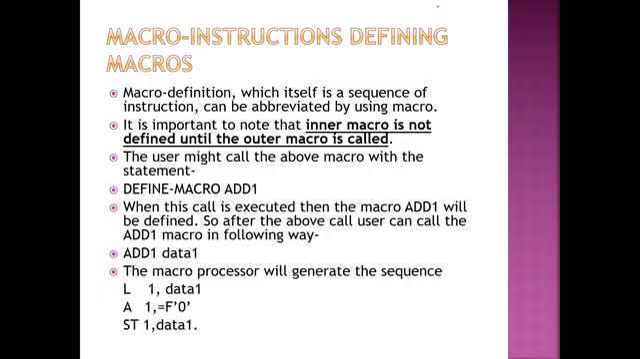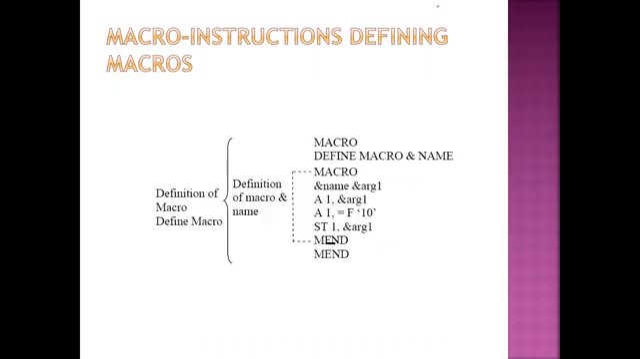Before seeing that the inner macro is not defined until the outer macro is called, let me go to the example and then come back to the slide. See here, there is a macro definition. Let us say, just as an example, define a macro and name it outer. Inside outer, there is another macro keyword. Inside that there is another macro, let us say the name is inner. Here the name is going to be inner, and let us say the name is going to be outer.